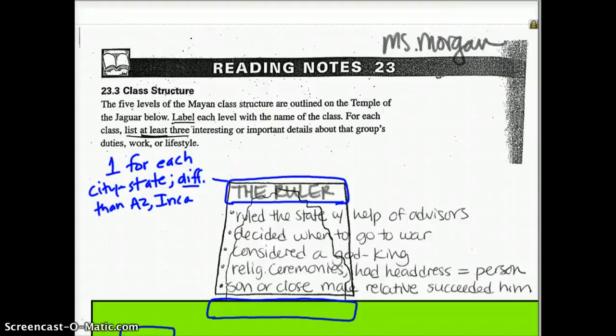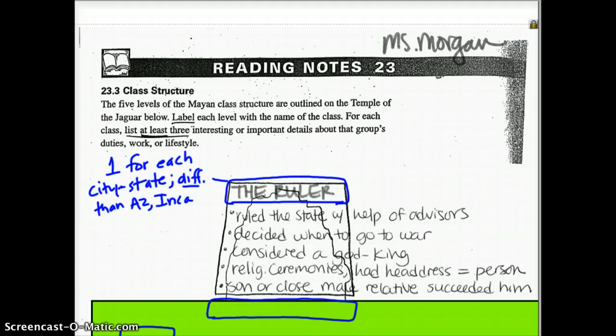This video will explain a little bit about the Maya class structure, some aspects of their lives like their responsibilities, special occasions, marriage, and then certain religious beliefs. If you look at the top of the social classes, not surprisingly, there's a ruler. Something different from the Aztec and Inca is that there's one for each city-state.